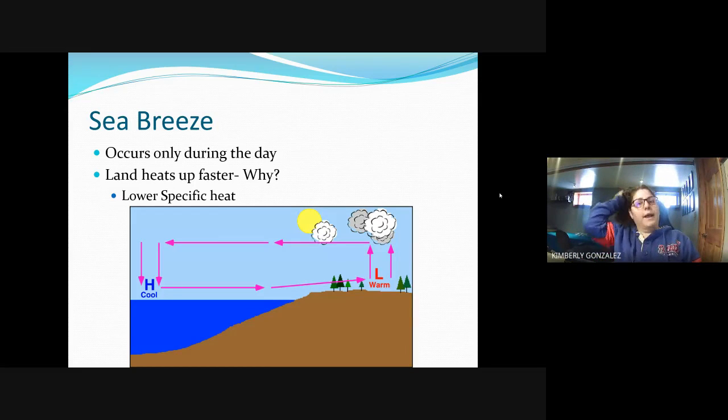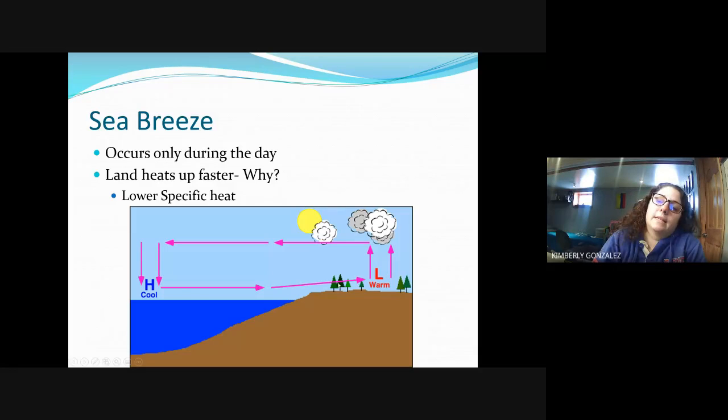Okay, so as long as you have that sunlight, that land is going to continuously heat up, which is why when you're at the beach, you run as close to the water as you can because your feet are burning, and when you get closer to the water, they're not burning as much anymore.